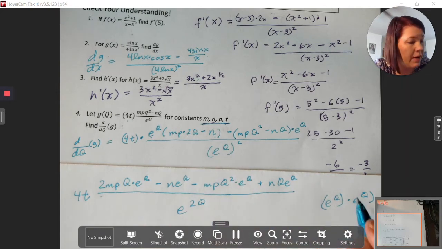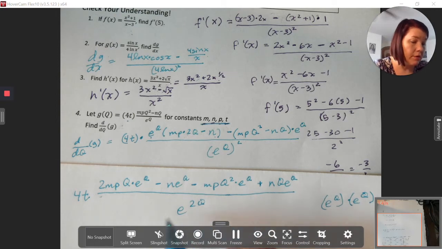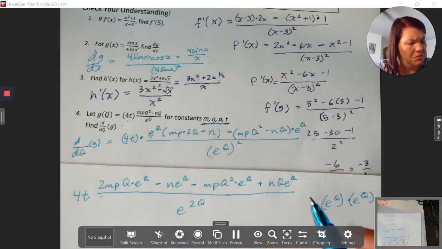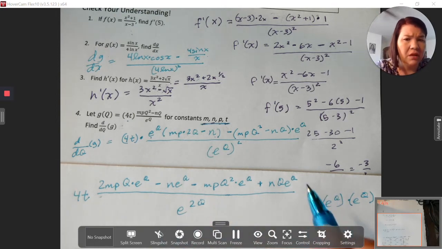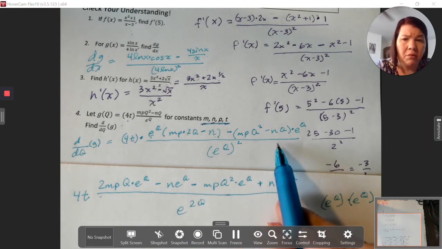Because power to power, you multiply the powers, or you can think of it this way. If I added them, I'd get 2q. Either one works. And that's all I'm going to do. I'm not going to do much more than that. I think that's good. And again, I was right here. I didn't have to keep going.